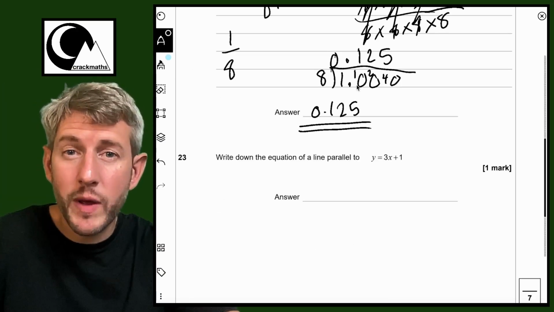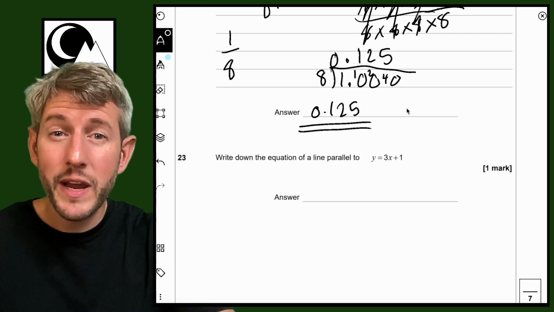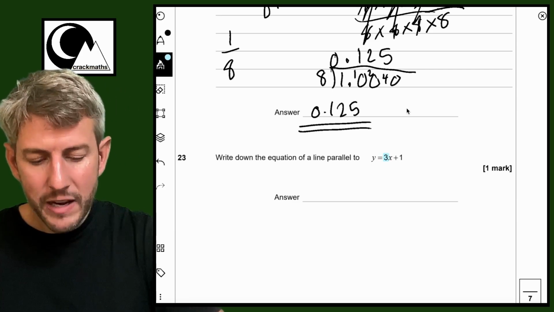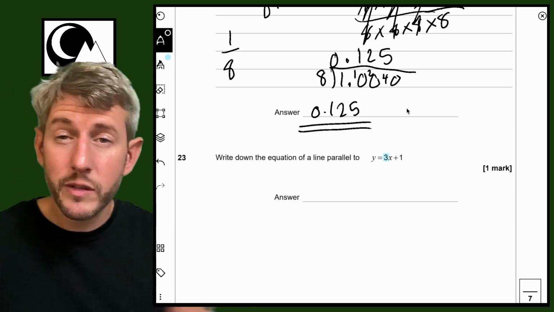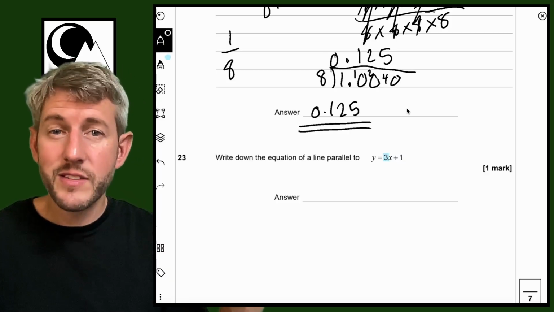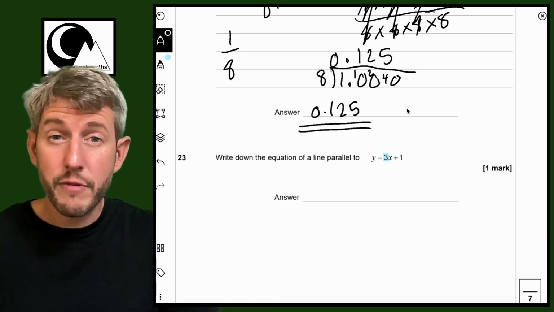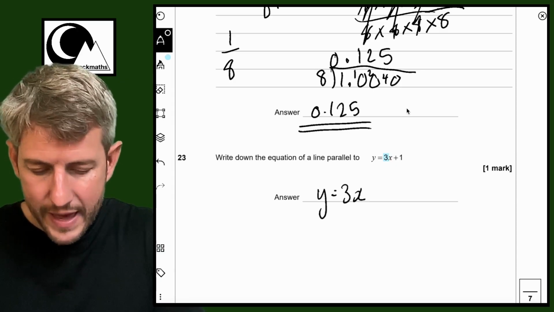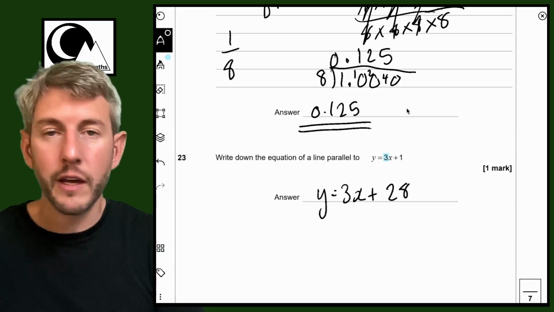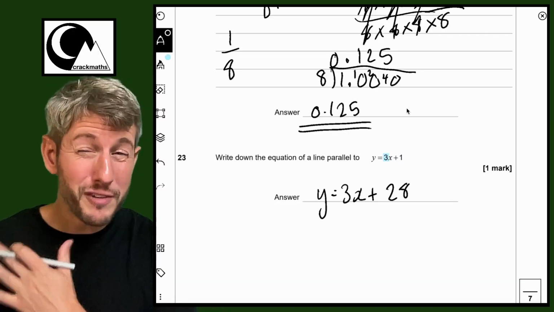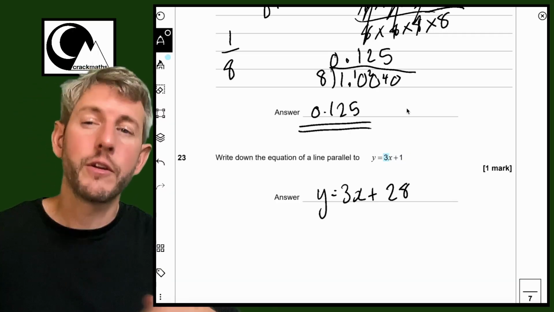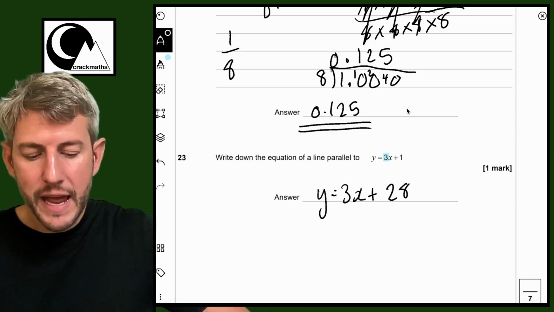Right, question 23 is write down the equation of a line parallel to y equals 3x plus 1. Right, so the parallel bit is given by the gradient. So as long as you write something that has the same gradient as this line, which is 3x, you're going to be fine. So we could have y equals 3x plus 28. Okay, I picked 28 randomly. You could have had any number. You could have had 23, you could have had 1, you could have had -7, you could have had anything, as long as the 3x was still there.